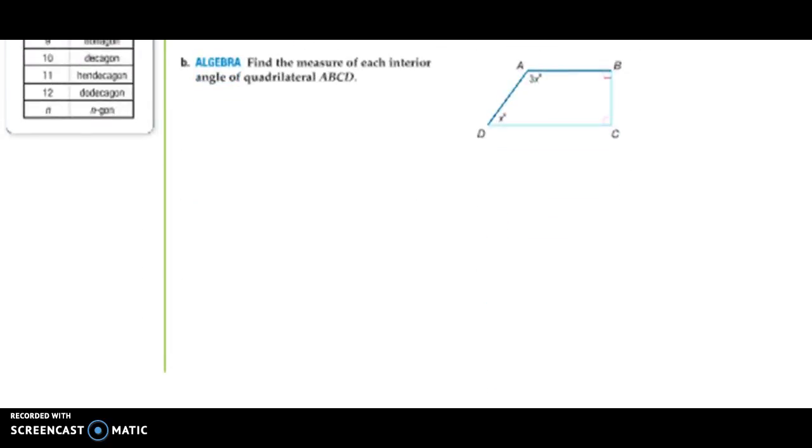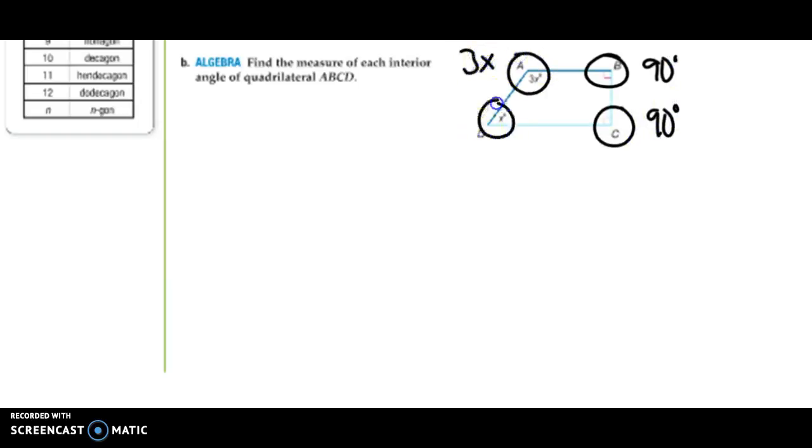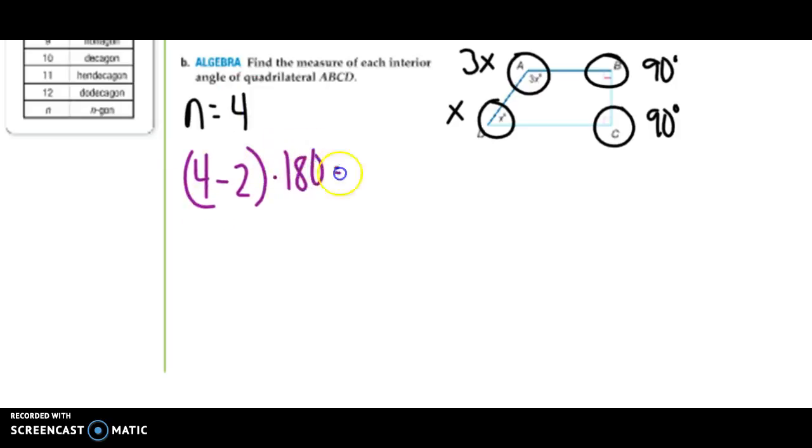Letter B. Find the measure of each interior angle of this quadrilateral. So you'll see B, it's not a very good picture, but B is a 90-degree angle, it's a right angle. So is letter C. Okay? And we know that A is 3x, and we know that D is just x. Well, how much does it have to add up to in a quadrilateral? Well, let's see. I have 4 sides, n equals 4. So I do 4 minus 2 times 180. 4 minus 2 is 2 times 180. Easy math says that's 360 degrees. So all of these added up should add up to 360 degrees.